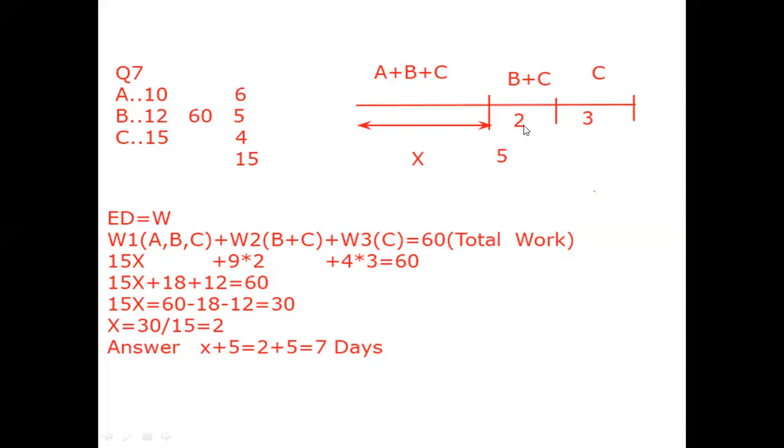15X plus the efficiency of B and C, 9, times how many days? 2 days. Plus C is working, C's efficiency is 4, just working for 3 days. 4 into 3 equal to 60. When you solve it, you're getting X as 2. So total number of days for which the work was carried out is 2 plus 5, which is 7.